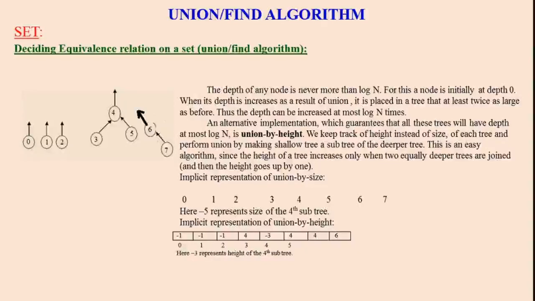This is an implicit representation of union by size. Here the 5 represents the size of the fourth subtree. The implicit representation of union by height is given in the below figure. Here the -3 represents the height of the fourth subtree.